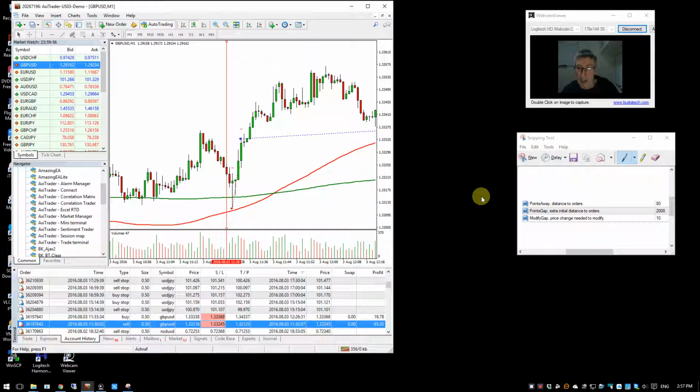So that's what ModifyGap is for. I'd recommend setting it to at least 10. And if you're going to be setting your PointsAway at something quite high, like 150 or 200, I'd set it to 20, so that the trades are only modified every 2 pips instead of 1 pip. Anyway, I hope that explains these settings, and let me know what you think.